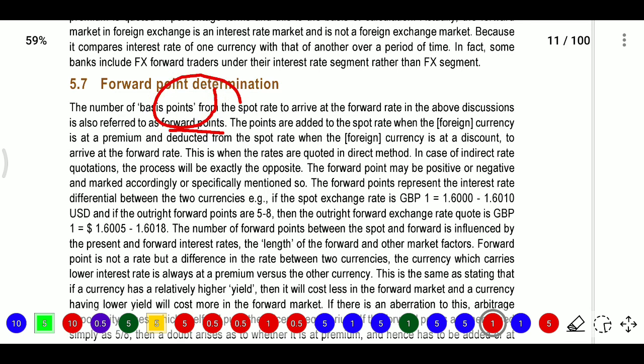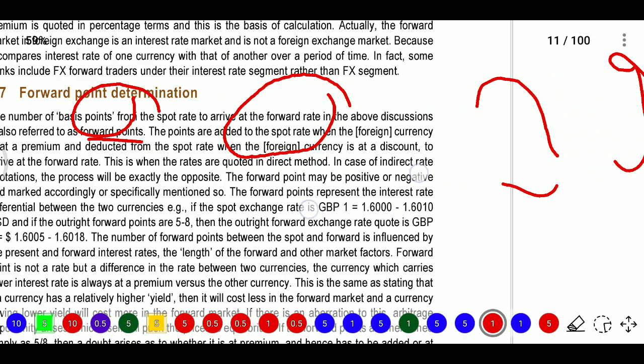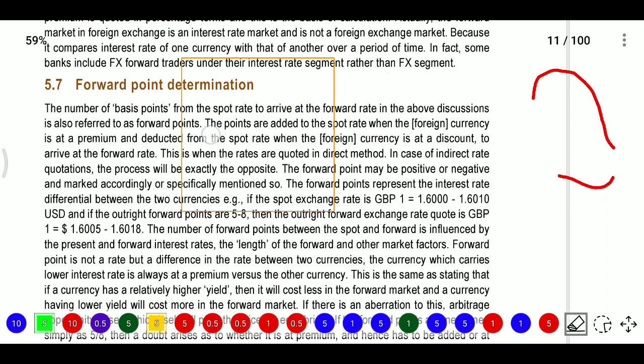For those points, if the spot rate is at premium, we need to add. If the amount is in an increasing trend, we need to add. If the amount is in a decreasing trend, we need to deduct. This is where we need the basis points. So the basis point we need to add to spot rate, or we need to deduct from the spot rate. When it is discount we need to deduct, when it is premium we need to add.